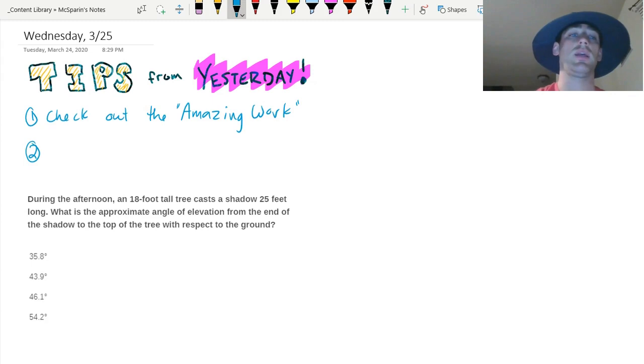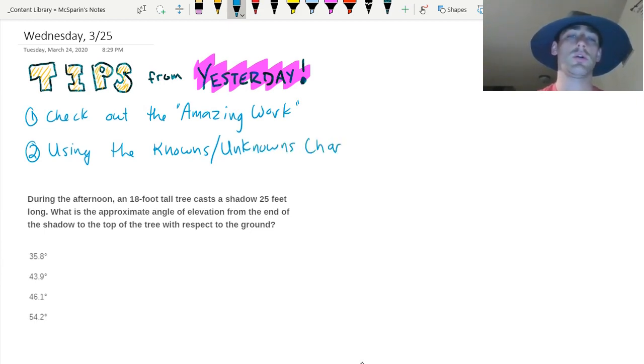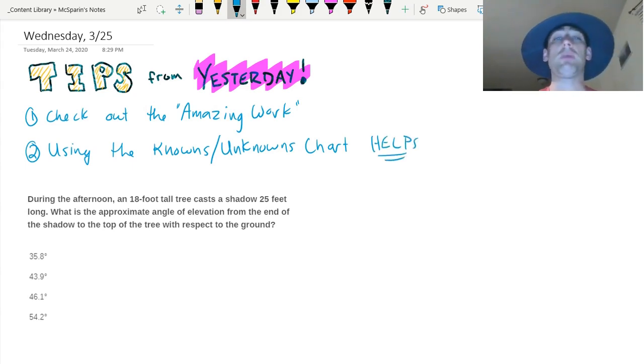Second thing that I noticed is that using the knowns and unknowns chart helps. The people that I saw use that knowns and unknowns chart had a really easy time picking out whether it was sine, cosine, or tangent. People that struggled and got stuck, I didn't see them identifying knowns and unknowns. So make sure that you're doing that. Okay, so let's move on to new stuff.